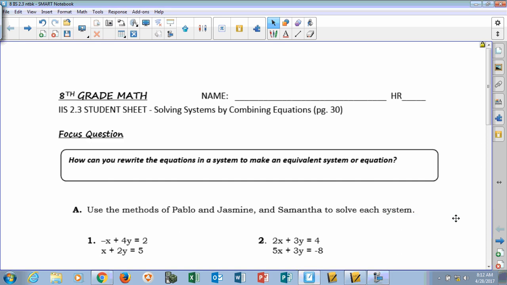All right, so this is the final investigation of this book, Solving Systems by, they call it, combining equations.